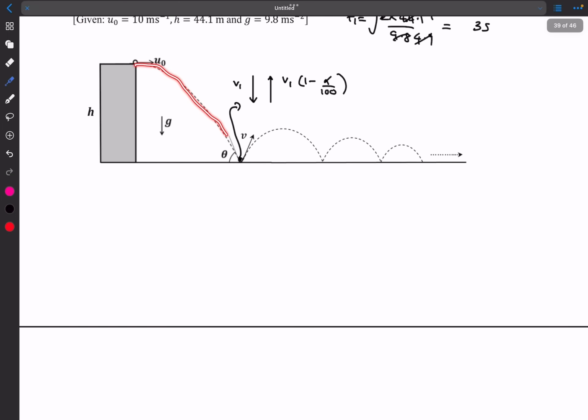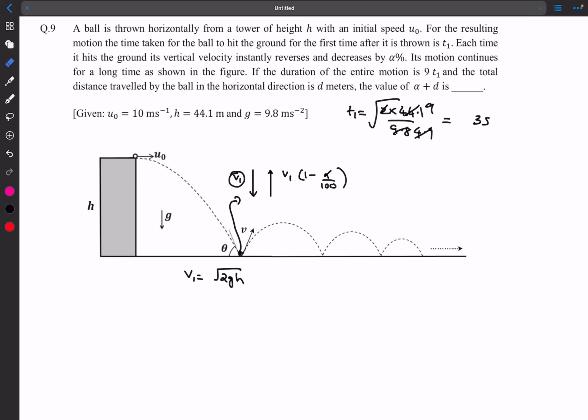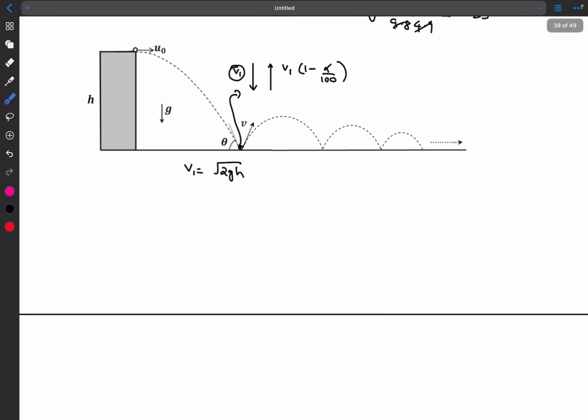Okay, so this time is going to be 3 seconds and this time is going to be 2 v1 by g. Okay, so we can just add these as well. And what is v1? v1 is going to be root 2gh. So this is the initial vertical velocity. Okay, so now we can just equate the times.